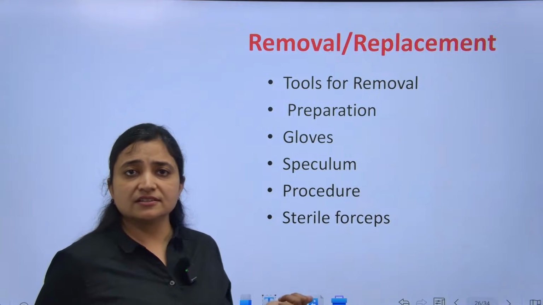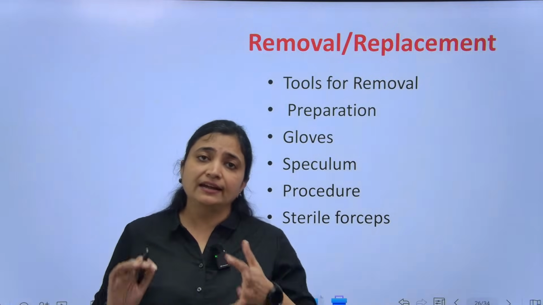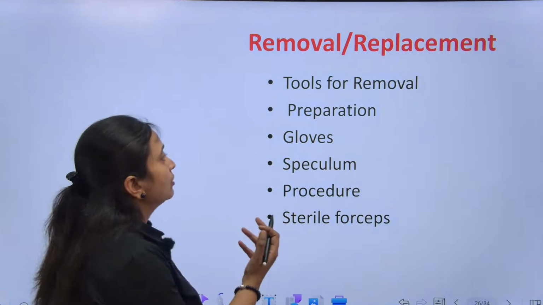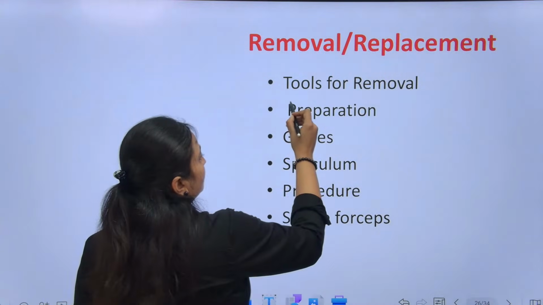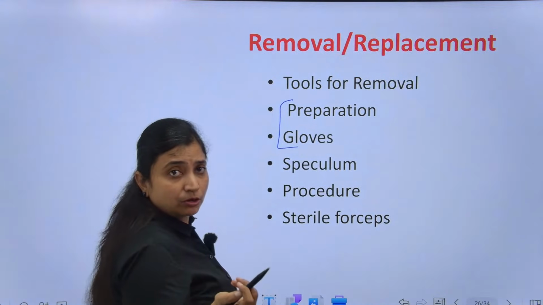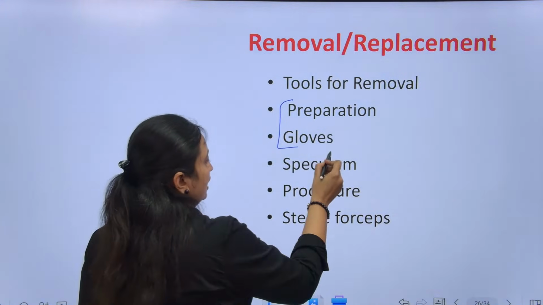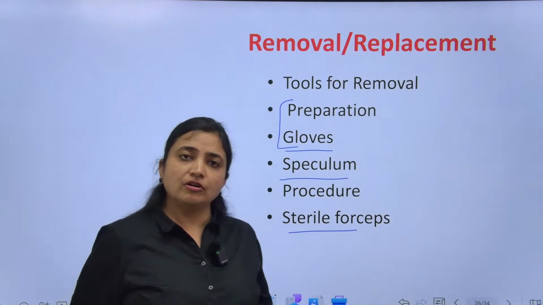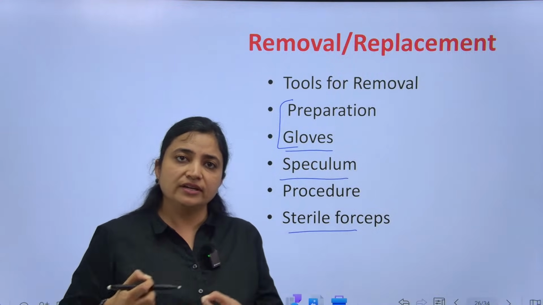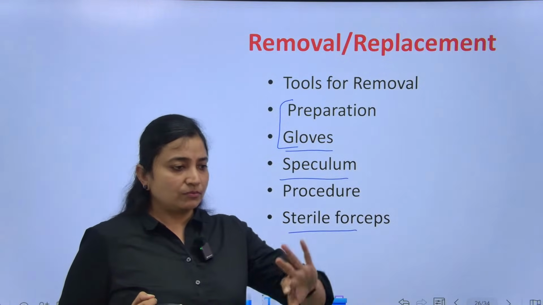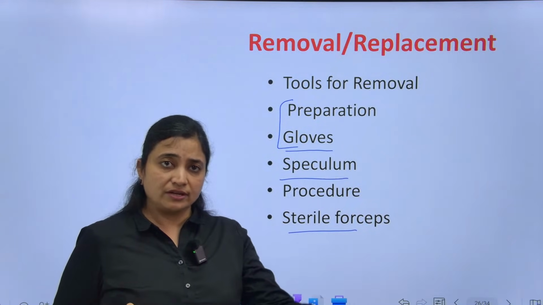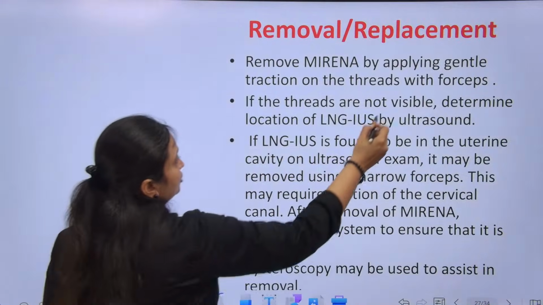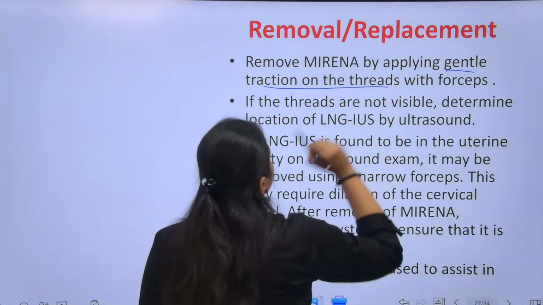Why have we kept this insertion technique here? Because it is a bit tricky and different from a simple IUCD insertion. Removal or replacement. The only things we need are preparation by telling the patient what we are doing, a sterile area, gloves, a speculum and a sterile forceps. It is just like removal of any intrauterine device. Just pull it gently out. Apply a speculum, catch hold of the threads and slowly pull it out, applying gentle traction on the threads with the forceps.